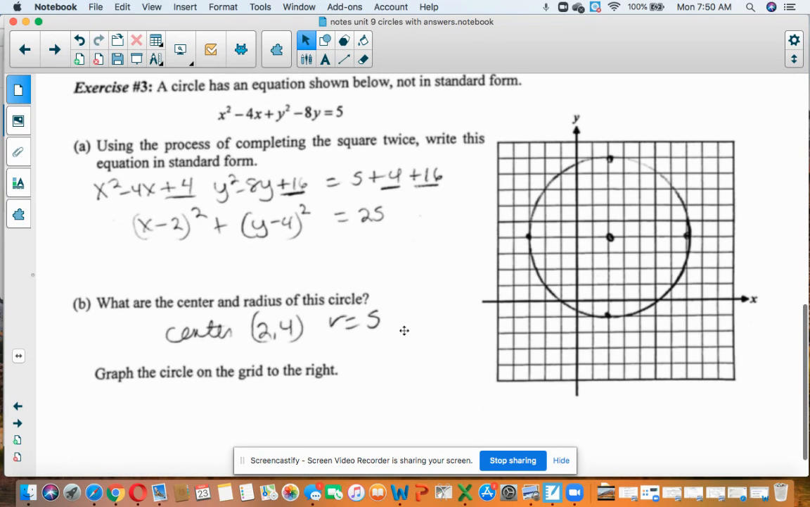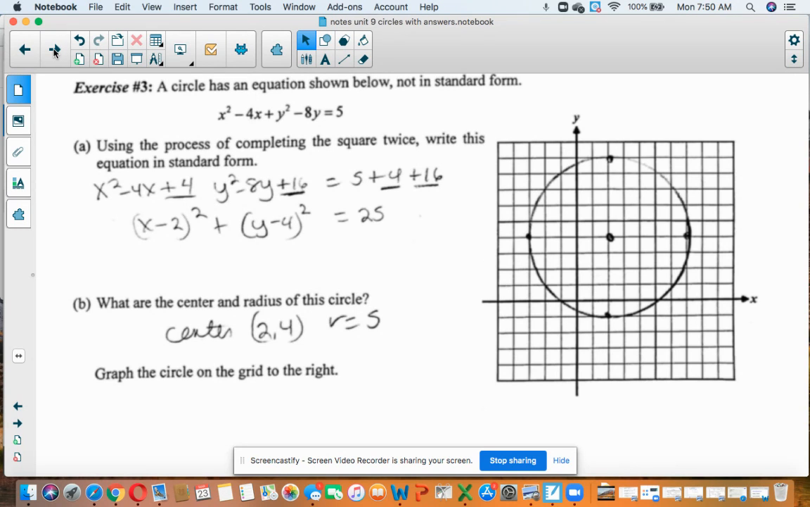And I wanted to go through this one with you just to show you how easy it was to graph. If I know my center is (2, 4), on my graph I go to (2, 4) and I draw a point. My radius is 5, so all you have to do is go 5 to the right, 5 up, 5 to the left, 5 down, and I draw my circle.